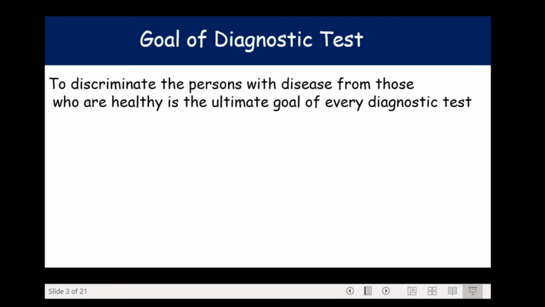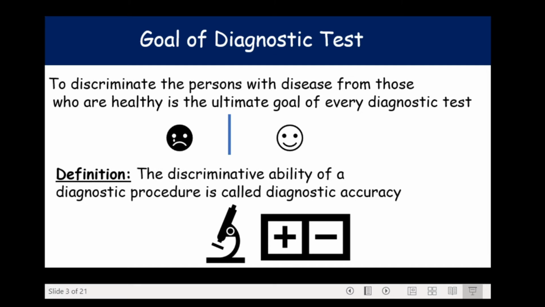The final goal of every diagnostic test is to discriminate the person with disease from those who are healthy. And to meet this goal, it is imperative that a given test has high diagnostic accuracy. So diagnostic accuracy is defined as the discriminative ability of a diagnostic laboratory test or procedure.